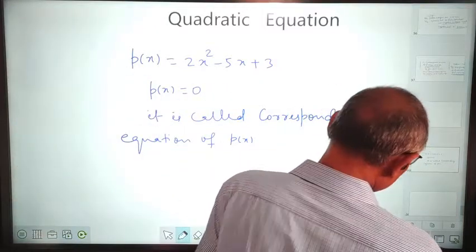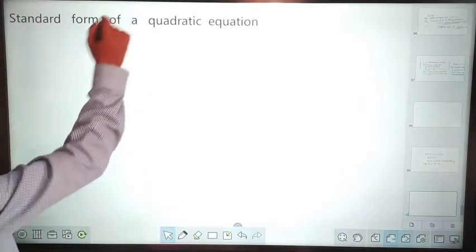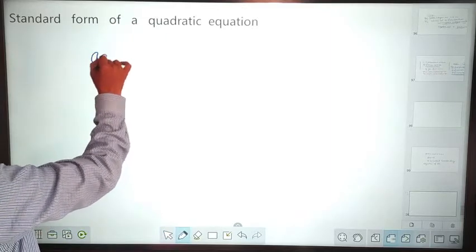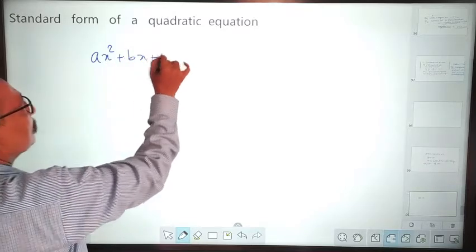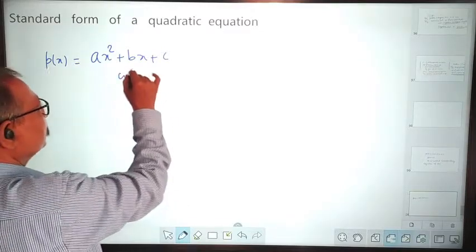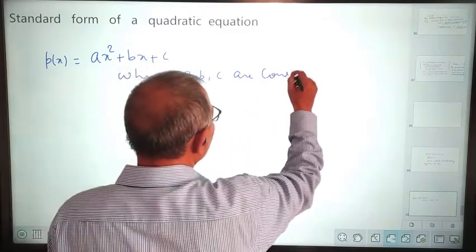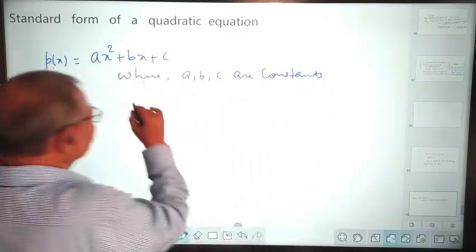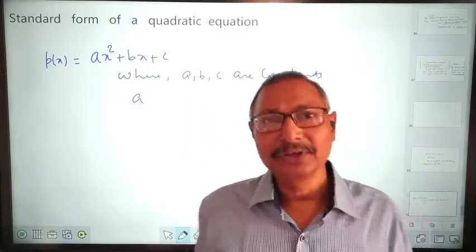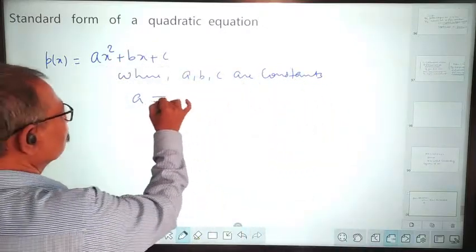And now, what would be the standard form of a quadratic equation? Very similar. As we know, the standard form of a quadratic polynomial is ax² + bx + c, where a, b, c are constants, and a is also known as the leading coefficient, that means the coefficient of the highest degree term. So this leading coefficient should not be equal to 0.